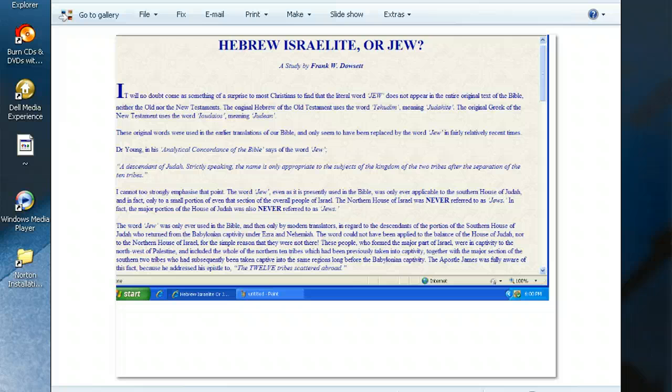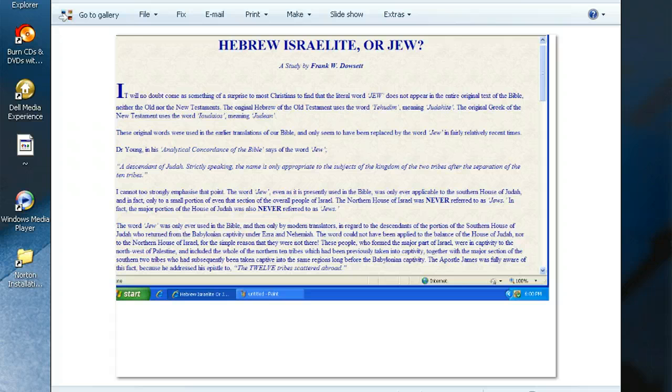But let's go through here, and this is talking about kind of like, is everybody a Jew if you're a Jewish person? And most Christians will find, I'm going to read up through here, that the literal word Jew does not appear in the entire original text of the Bible, neither the Old nor the New Testament.